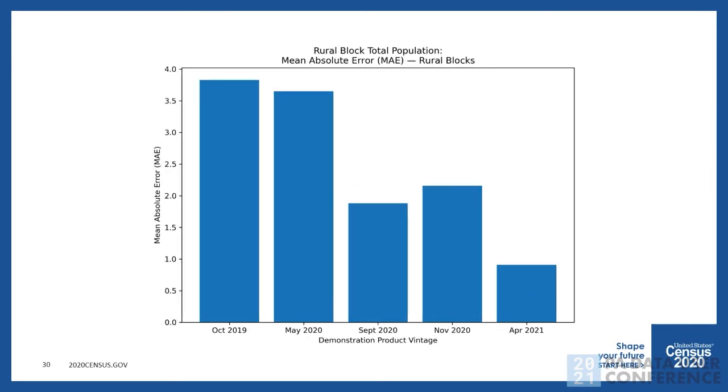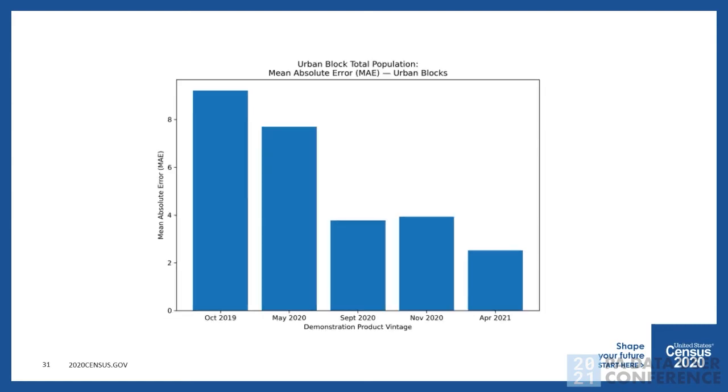At the block level, we're seeing improvements as well. This shows mean absolute error for rural blocks, and you can see the average error is 0.9 people for rural blocks in the new demonstration file. For urban blocks, the average error is just plus or minus 2.5 people in the new demonstration data. That's down from 9.2 people in the original October 2019 demonstration set.